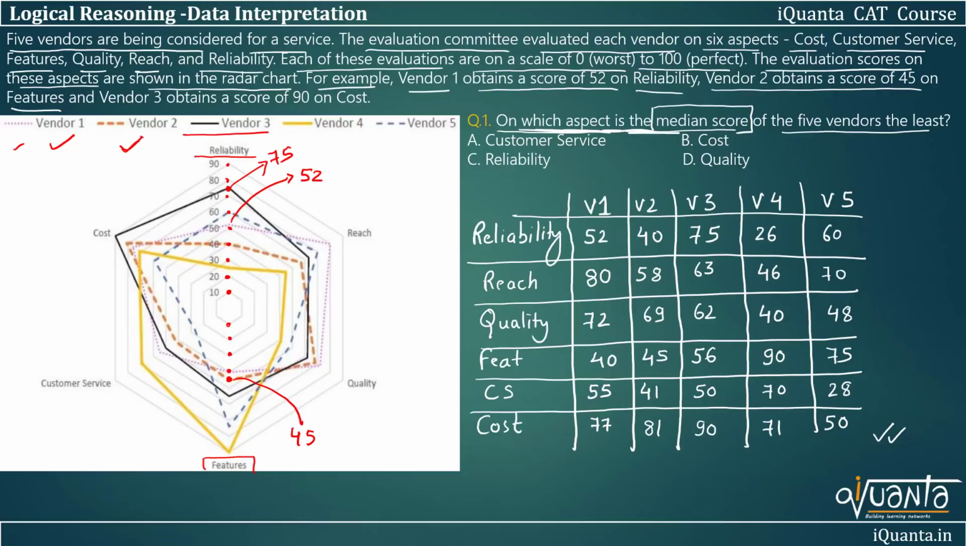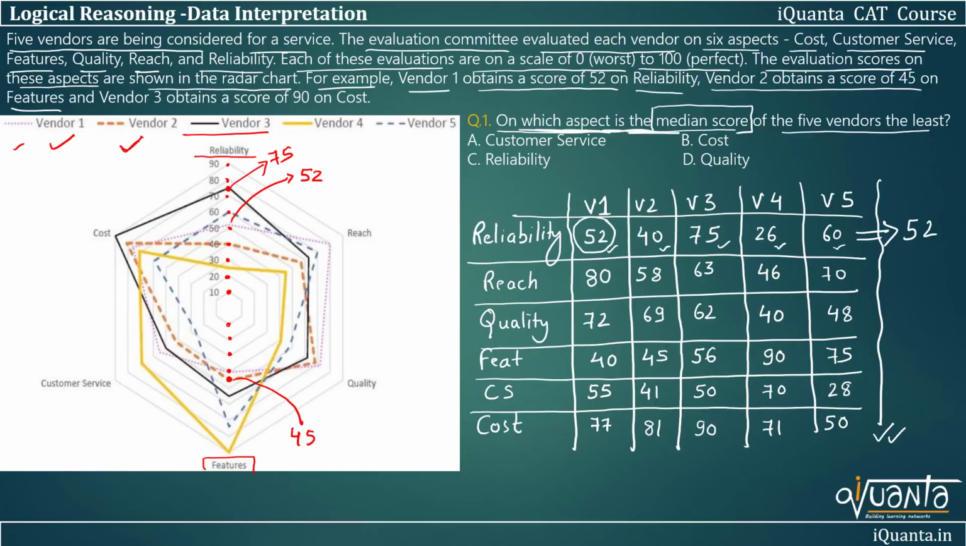Now if we talk about the question, we were talking about on which aspect is the median score of the 5 vendors the least. So that means we have to write down all the aspects first. So now let us try to find out the median score of all the vendors in these aspects. If we talk about the median score in reliability, first of all you have to arrange all the figures in increasing order. So smallest is 26, then we have 40, then we have 52, then 60, then 75. So the median value will be 52 here. So 52 is the median in this case.